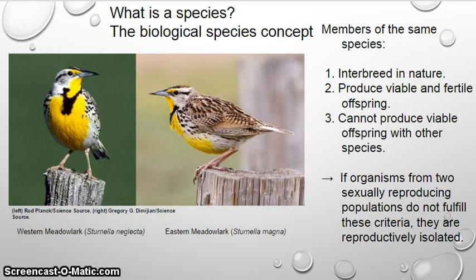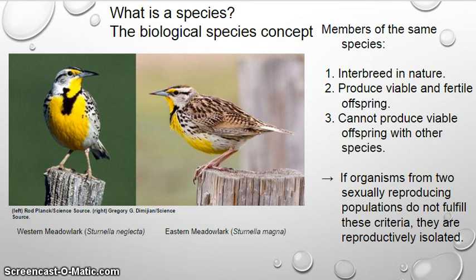So let's take a look at these species of meadowlark. To an untrained eye, they probably would look like the exact same birds, especially if you saw them out of their context. It turns out they are different species because they cannot interbreed in nature for two reasons. One is habitat. The western meadowlark is in the western U.S. and the eastern meadowlark is in the eastern U.S., so they would never encounter each other in the modern era.